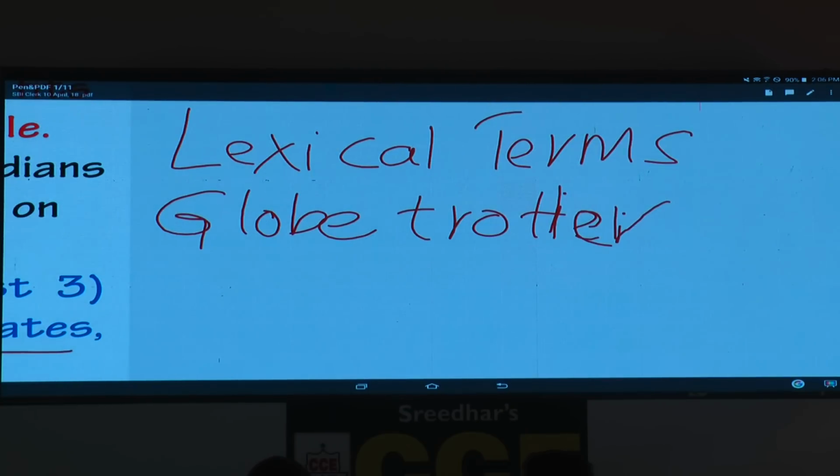Globe-trotter, T-R-O-T-T-E-R. Please make a note. Globe-trotter means a person who travels a lot around the world. A person who travels around the world quite often. So this is an important word, it is in the limelight.